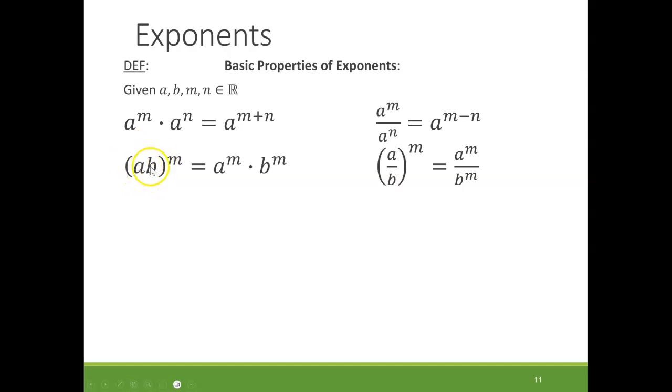If I have the product of 2 numbers and I raise it to a power, that power applies to both factors. Likewise, if I have the quotient of 2 numbers and I raise that to a power, that power applies to both the numerator and denominator. Although this rule also needs one other little criteria. When does this not work? If b is equal to 0, right? Because then you have undefined, because you have a 0 denominator. I guess this one fails to work if a is 0, right?